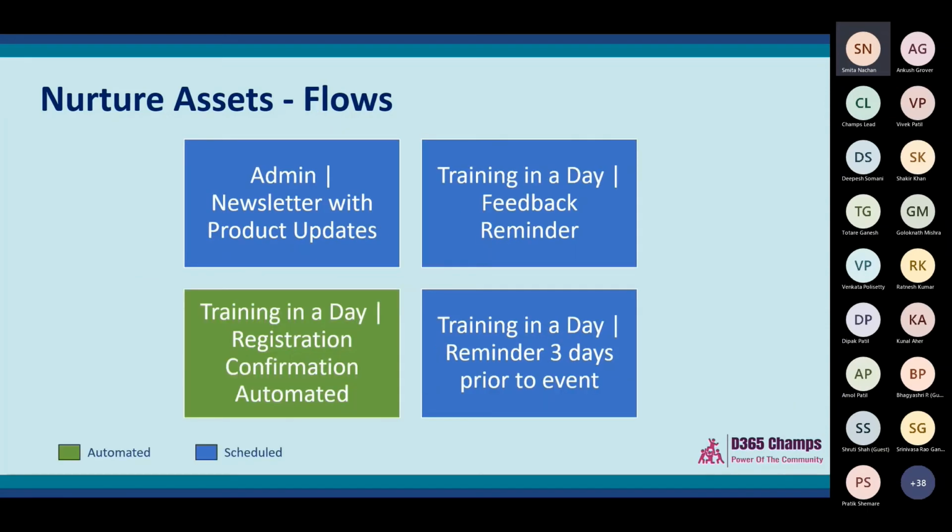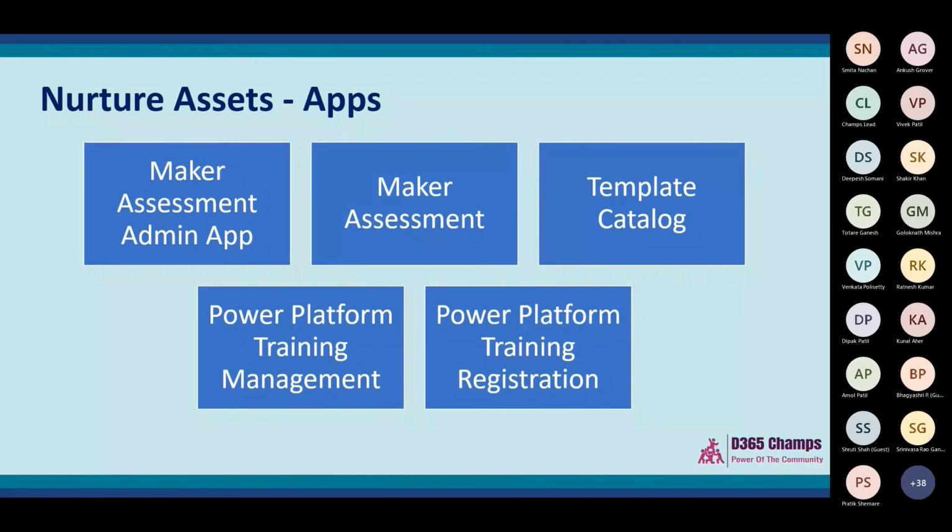Then we have these nurture flows, the assets flows. Over here you can see the first one sends a weekly email with a summary of product updates. Then the Attending In a Day Feedback Reminder sends an email to the attendees of a training event on the day and requests feedback. Then this third one sends an email to attendees on the event day and requests feedback. And the last one sends a reminder email to attendees of a Training in a Day event 3 days before the event. And on top of that, we have certain apps.